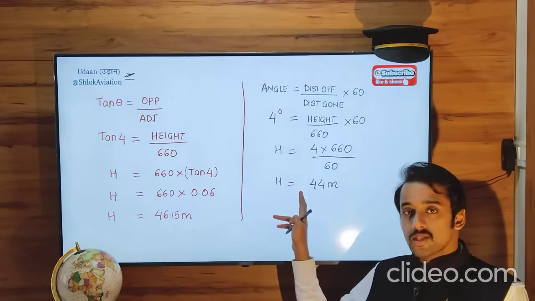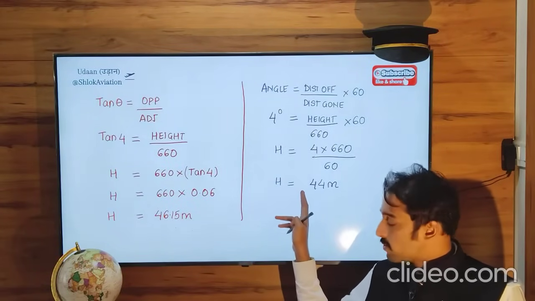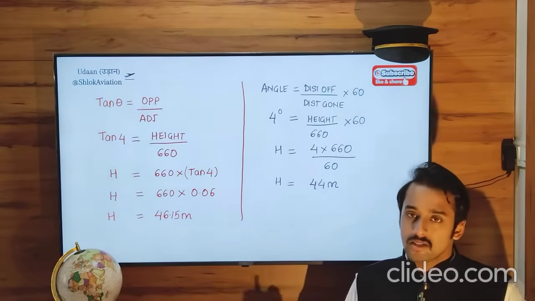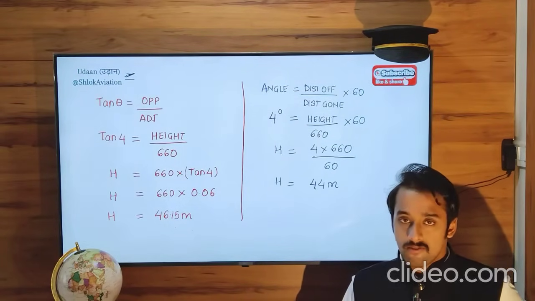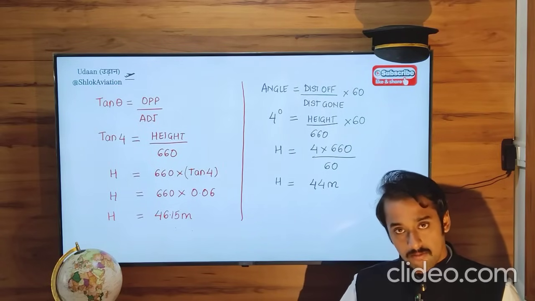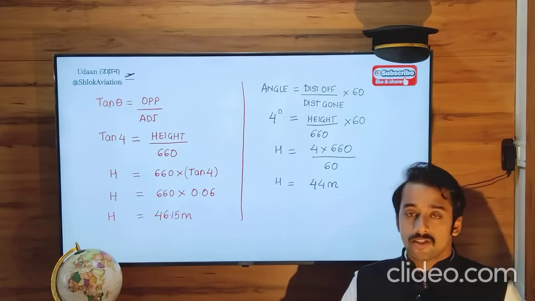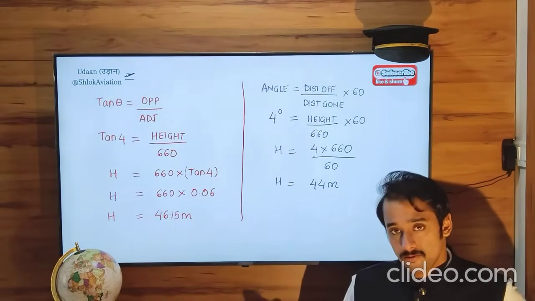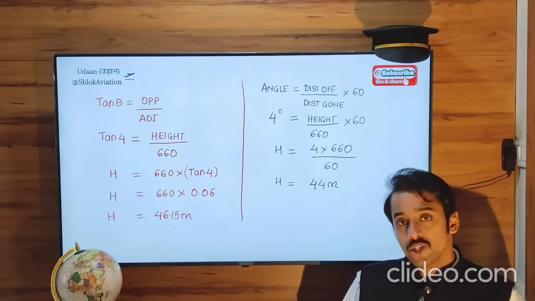And if you solve the same sum using the 1 in 60 rule formula, you get the answer as 44 meter. So not much difference, but I have shown you both the ways. Whichever way you are comfortable with, you can solve that sum. And in the exam, choose the option which is closest to the solution.